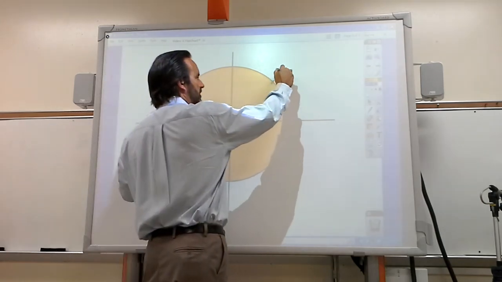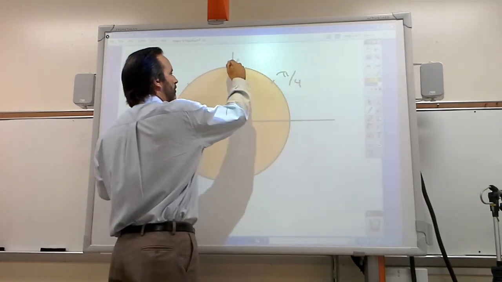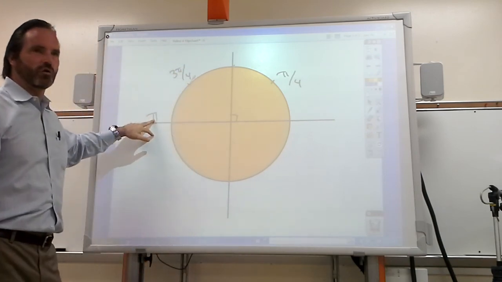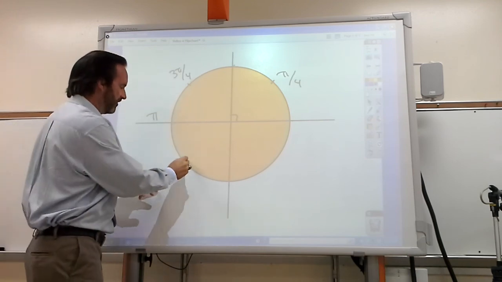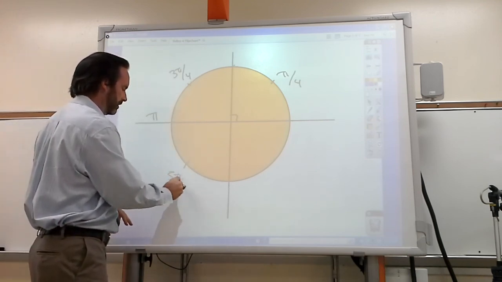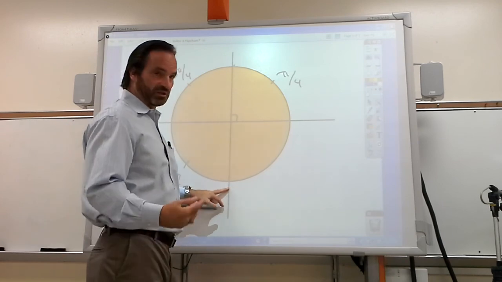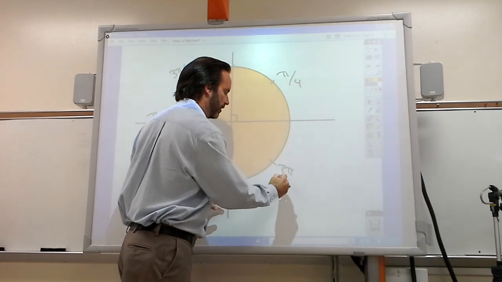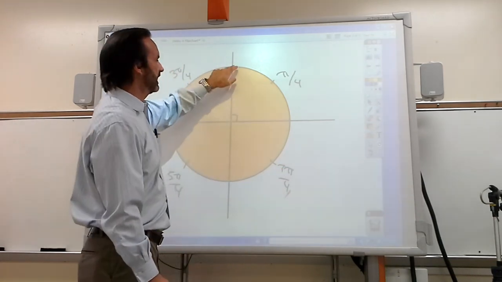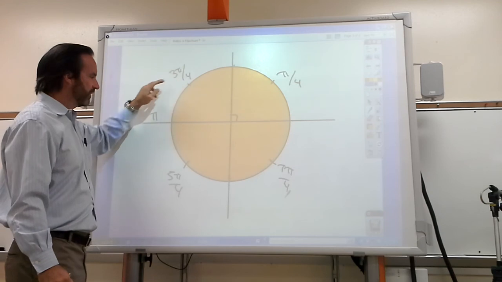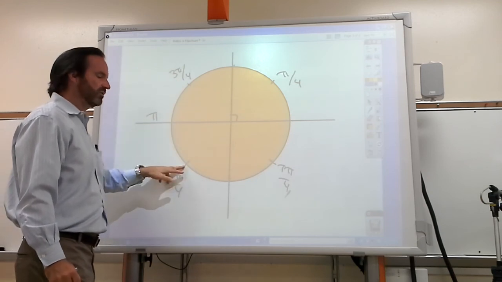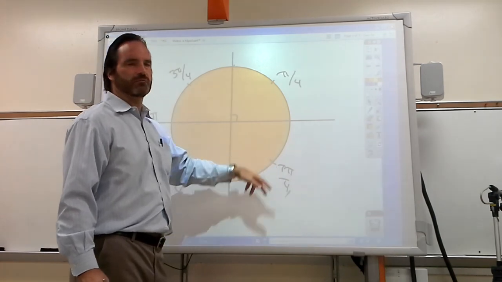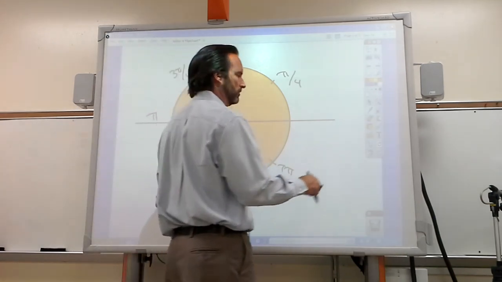So this will be pi over 4, 2 pi over 4, 3 pi over 4, 4 pi over 4, which is just pi, 5 pi over 4, 6 pi over 4. What's 6 over 4? 3 halves, and 7 pi over 4. 45, 90, 135, 180, 225, 270, 315. Okay? There's your unit circle.